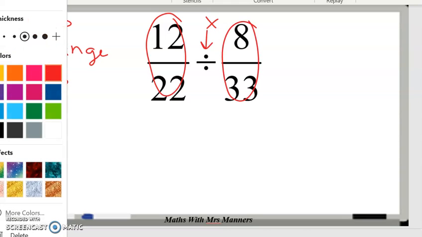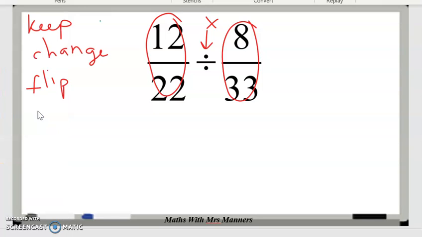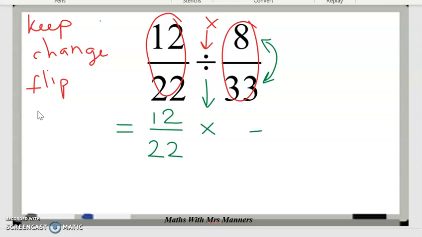And when we say flip, we're really asking you to write down the reciprocal of that fraction. The reciprocal just means to interchange the numerator and the denominator. Flip would probably be the more casual way of saying it. So we're going to keep the first fraction the same. We're going to change the division sign to a times sign, and then we're going to take the reciprocal of the second fraction. That means move the denominator to the numerator and the numerator to the denominator. This fraction here is called the reciprocal.